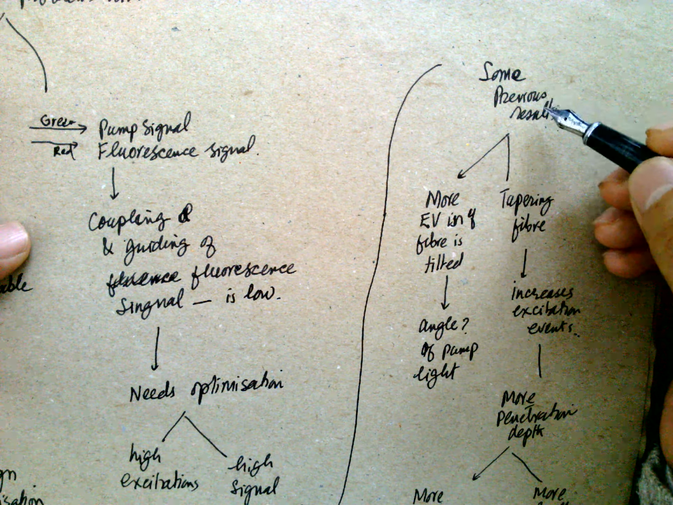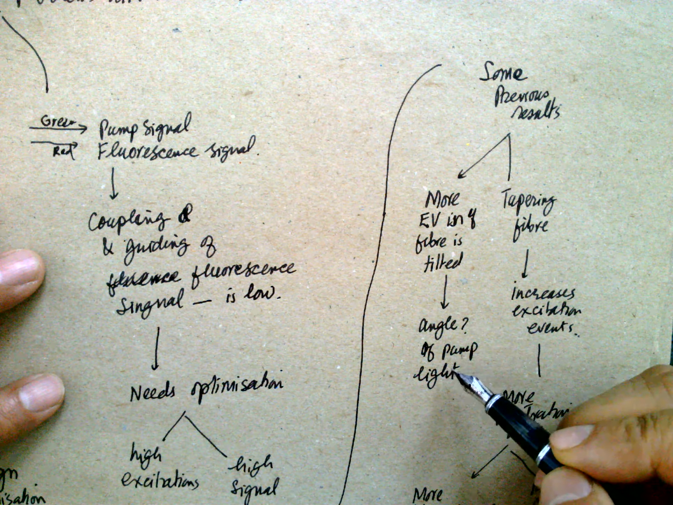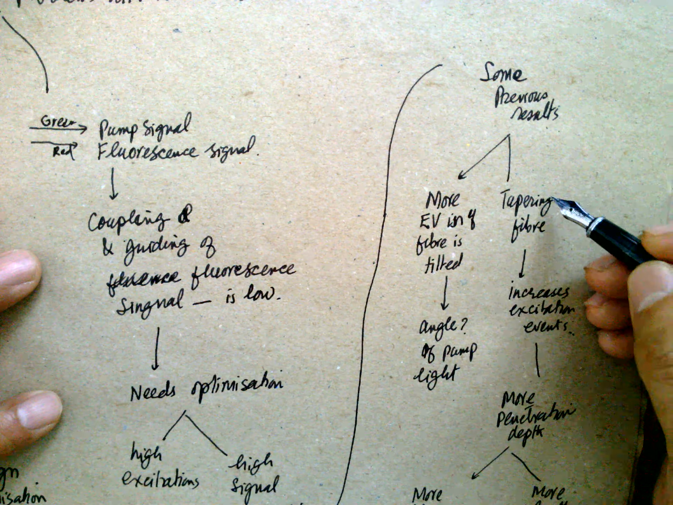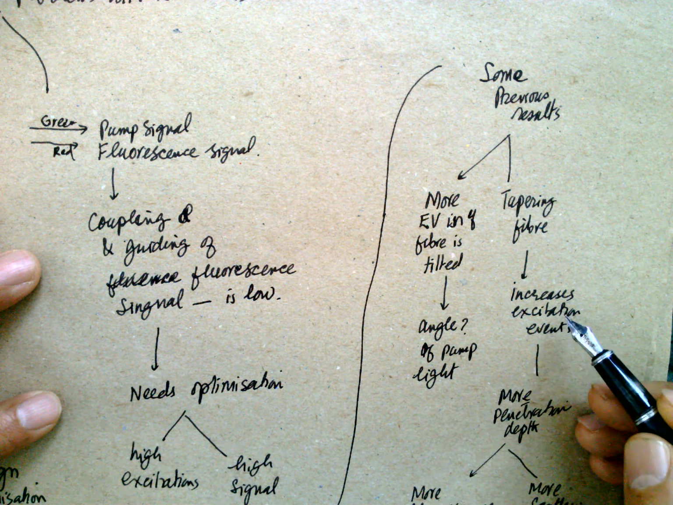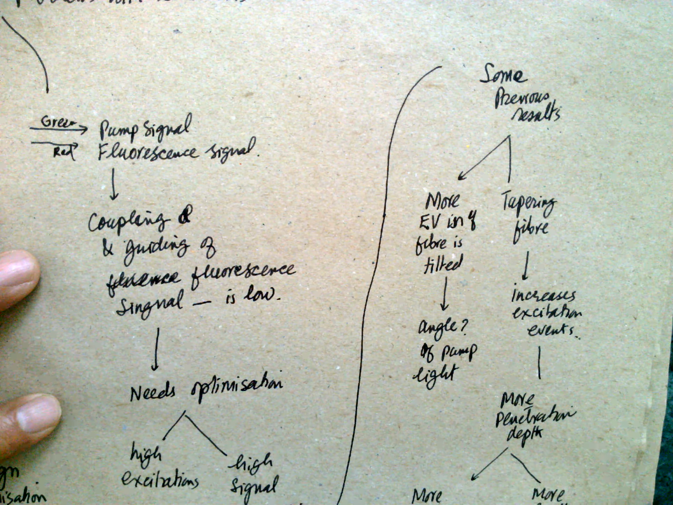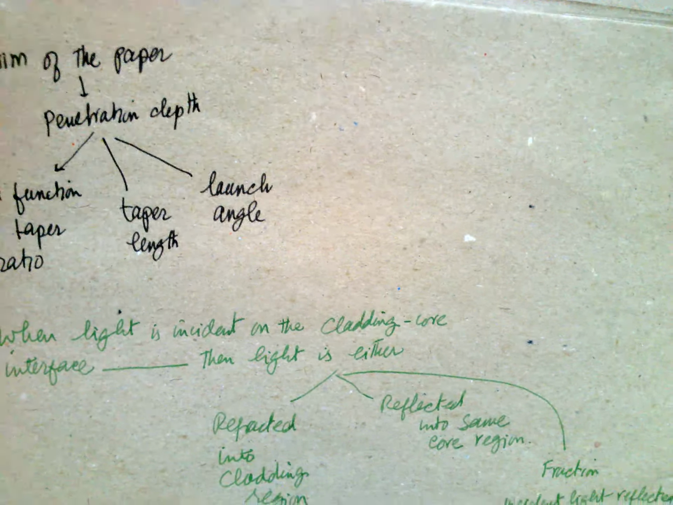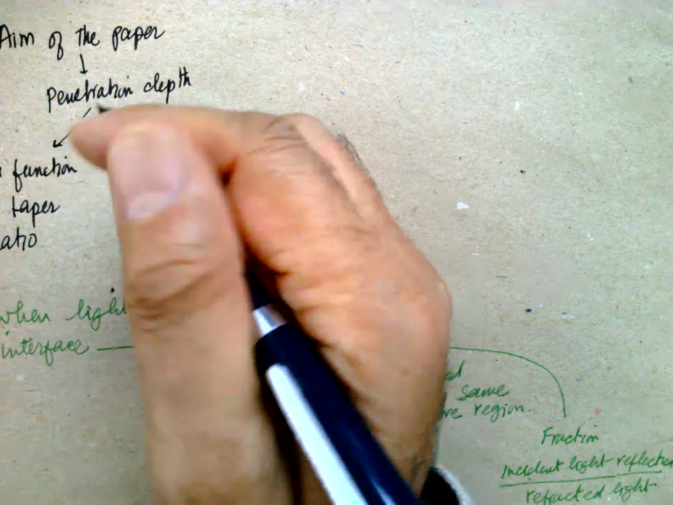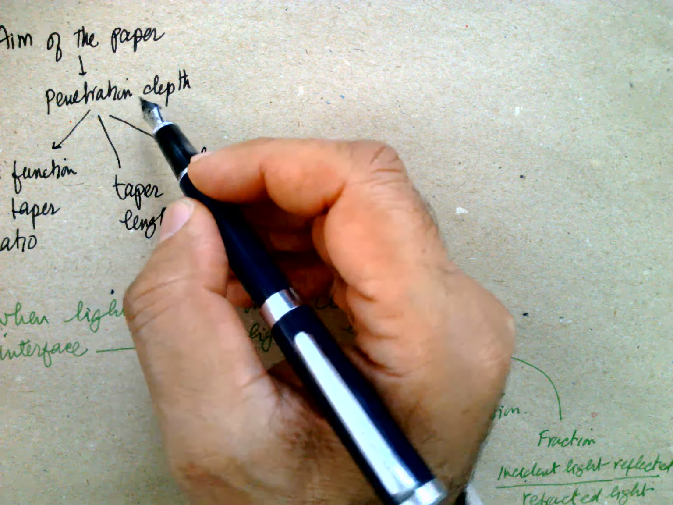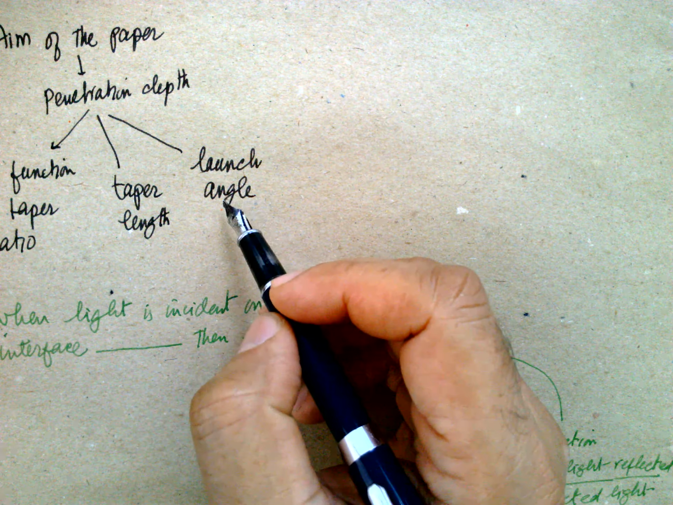Some previous results: there is more evanescent wave if the fiber is tilted, so the angle of tilt is very important. Tapering of the fiber increases the excitation, gives more penetration depth, and if so, more fluorescence. Also more scattering and more Raman will be achieved by the tapering angle and length. The aim of the paper is to study penetration depth as a function of the taper ratio and to find the taper length and taper launching angle.